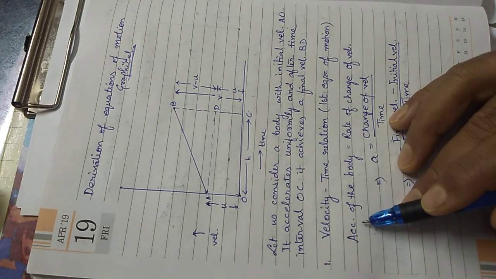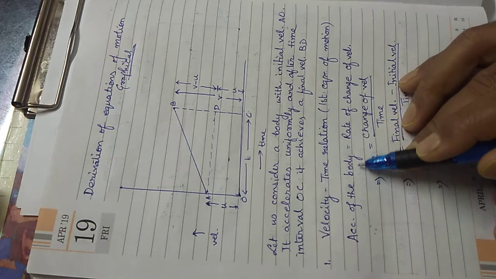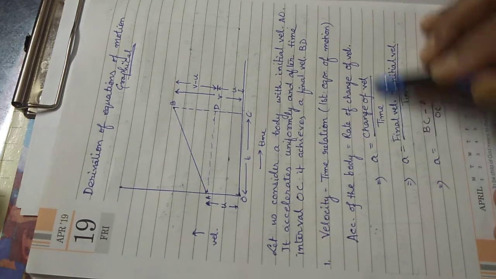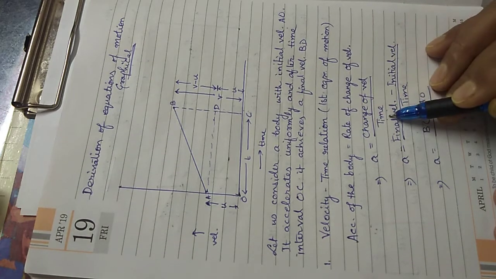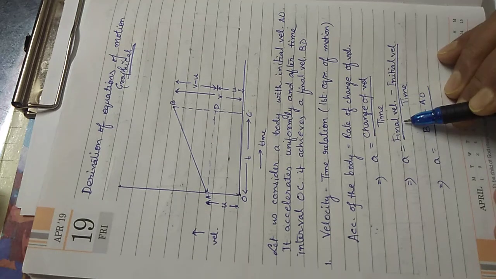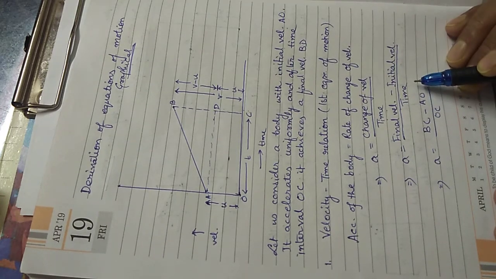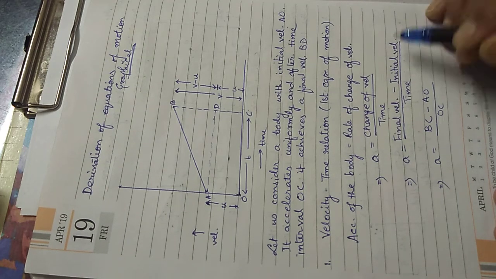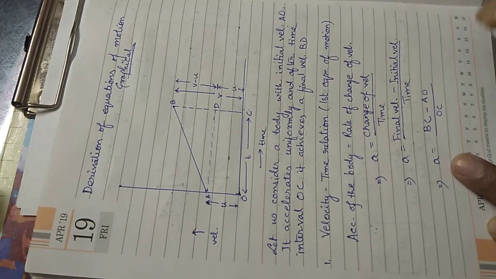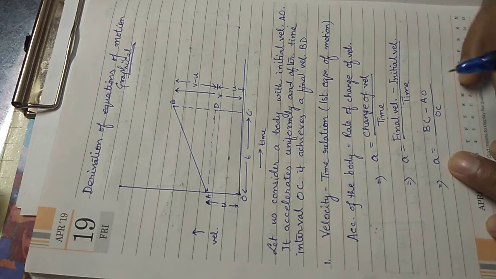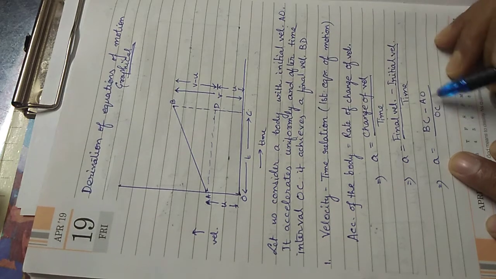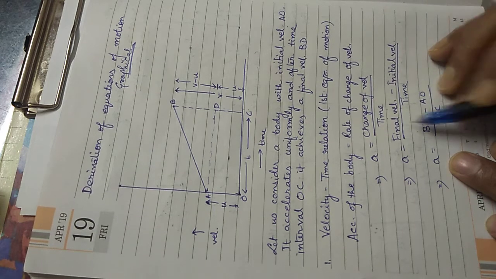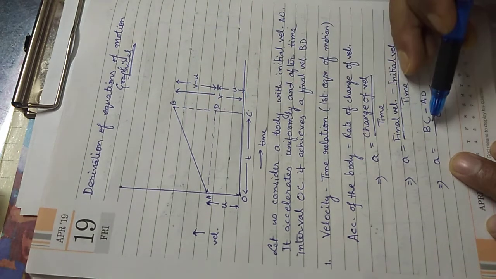So we take the definition of acceleration. If you recall, acceleration of the body is equal to the rate of change of velocity. Rate of change of velocity means change of velocity with respect to time. Change of velocity means final velocity minus initial velocity, divided by time. It is exactly the same way that we derived the formula for acceleration in our earlier video. But the difference is that here we'll first put the variables from the graph, then we'll put the other variables.